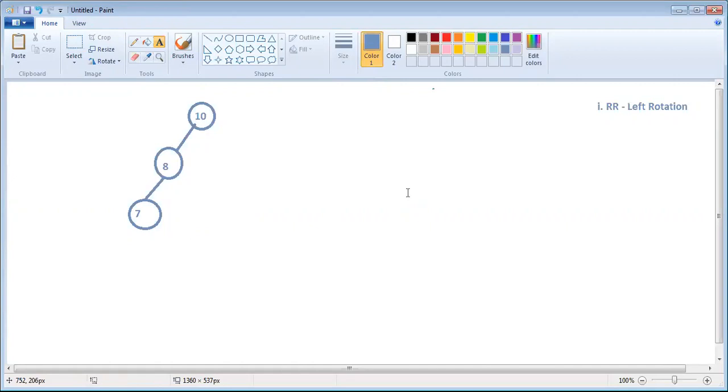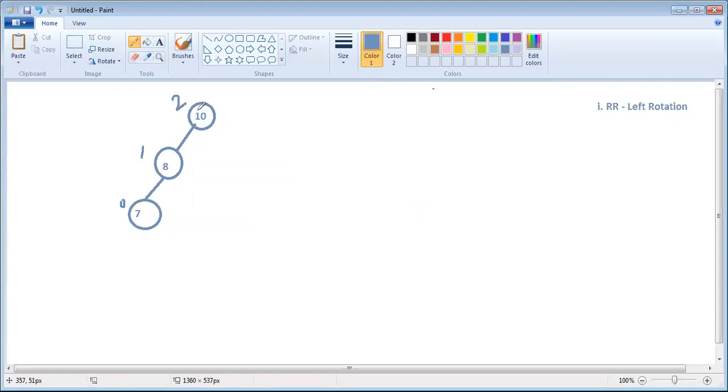Just check the balancing factor of each and every node. What about this node? 0. What about this node? 1, good. What about this node? 2, ma'am. Okay, so this is the node violating that property.